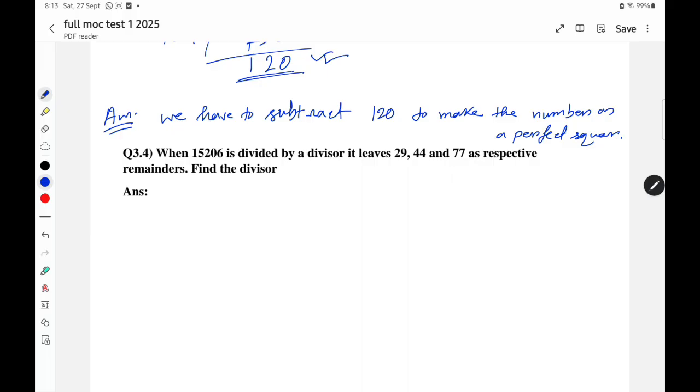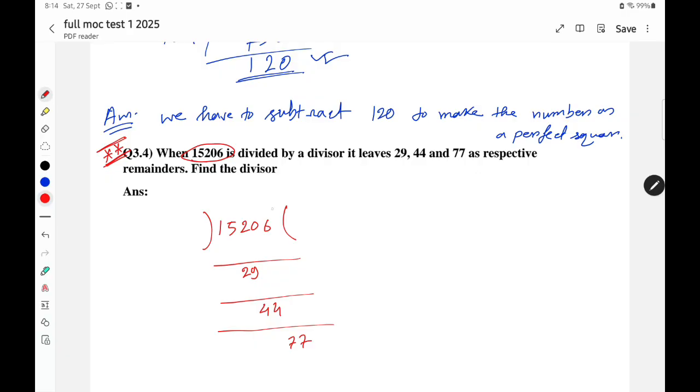When 15206 is divided by divisor it leaves... this is a very good question. This is a very good question and little hard. This is not only good, this is hard question. So what is doing here? Actually this number is the dividend. This is divided by certain divisor. We don't know what is the divisor, but divided by a number we get the remainder 29 in the first step, 44 in the second step, and 77 in the last.